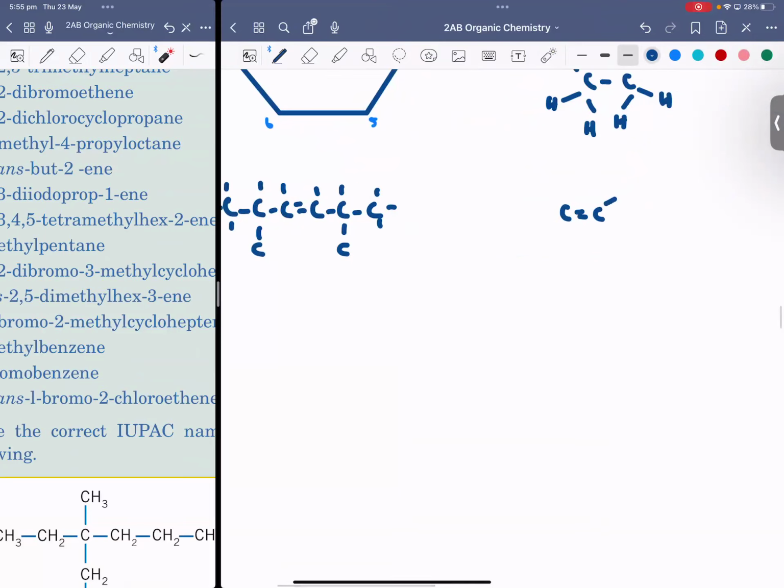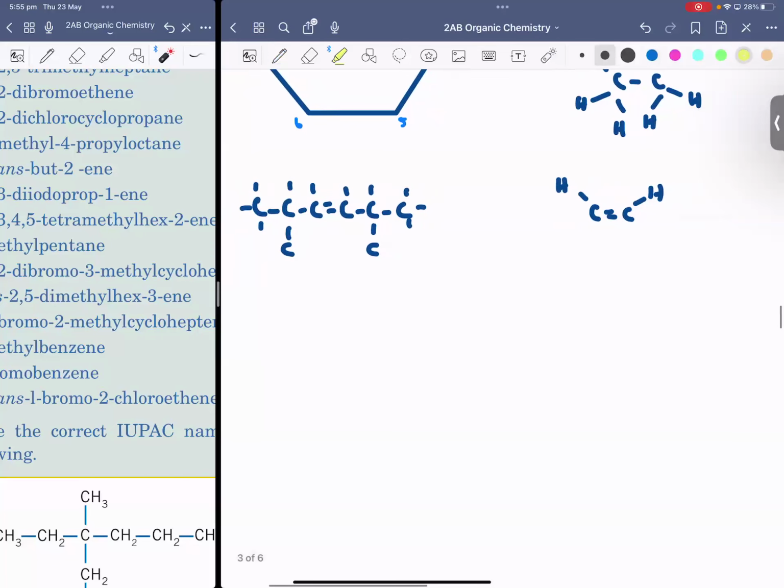Cis. Cis means you put them on the same side. So I'm putting this H and this H on the same side. If I call them one H and the other H, you can see that I put them on the same side. Then what's coming off? Something that looks like this. C, C, C. It just looks weird.